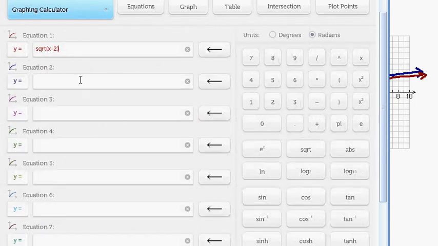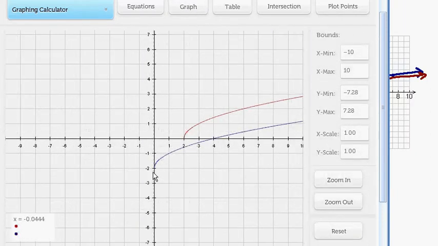Now, what would happen if we did the square root of x, and then closed the parentheses and put the -2 outside? Let's look at what that looks like. So this is in blue. With the -2 outside, it shifted it down. Notice we have the same exact shape, but it shifted the graph down.